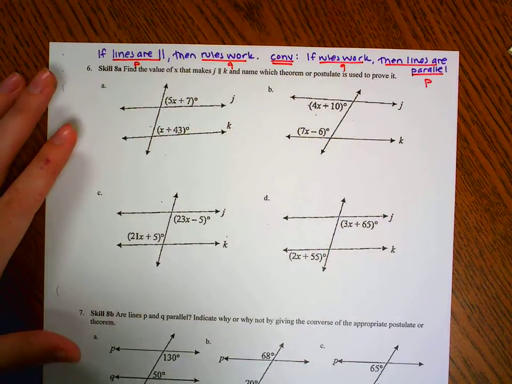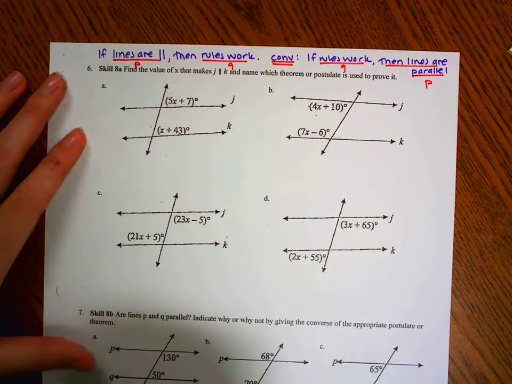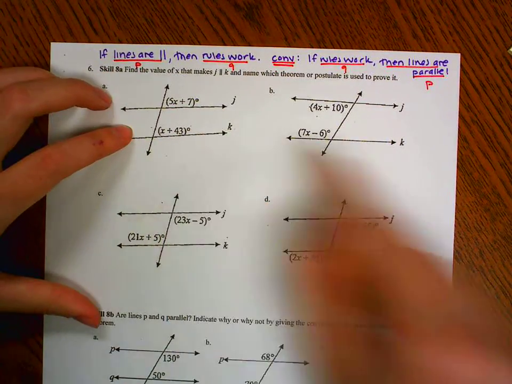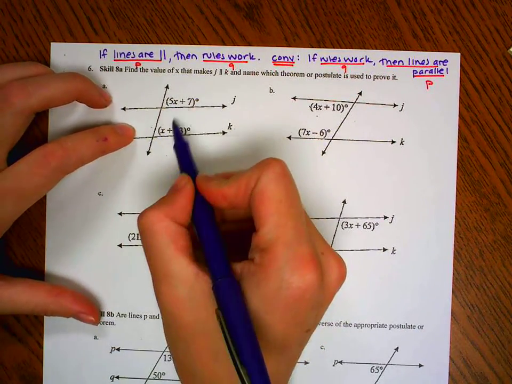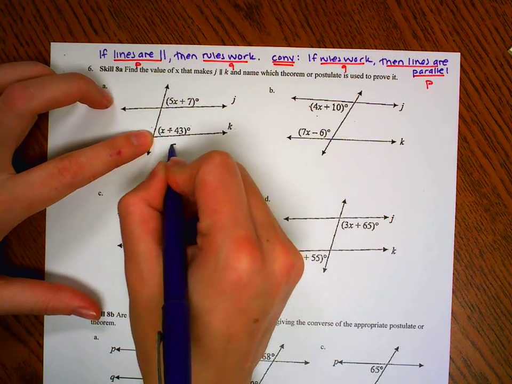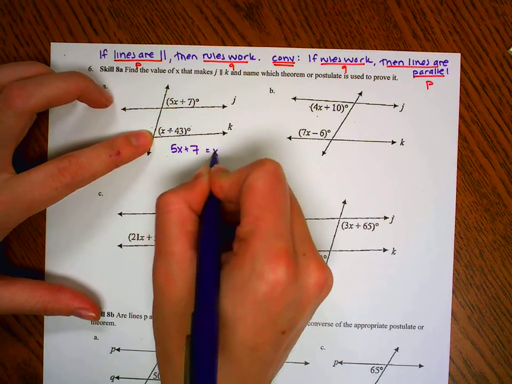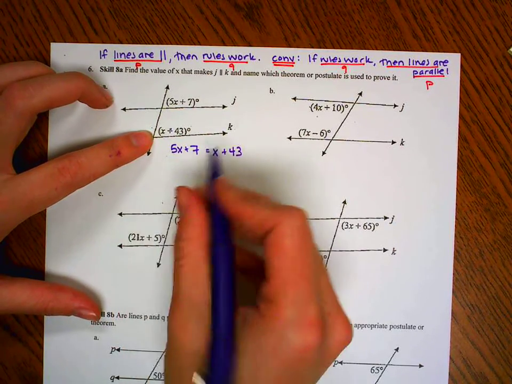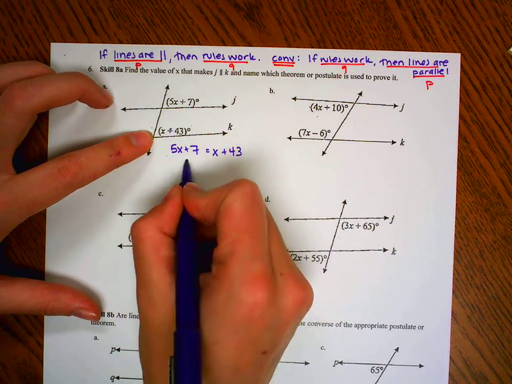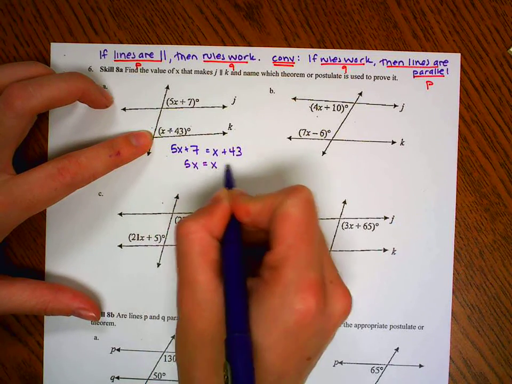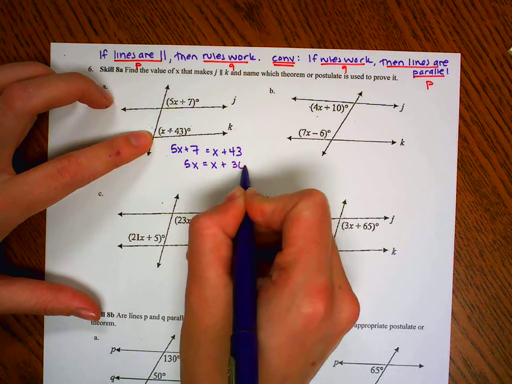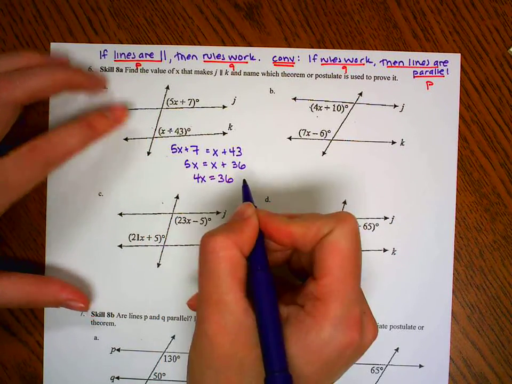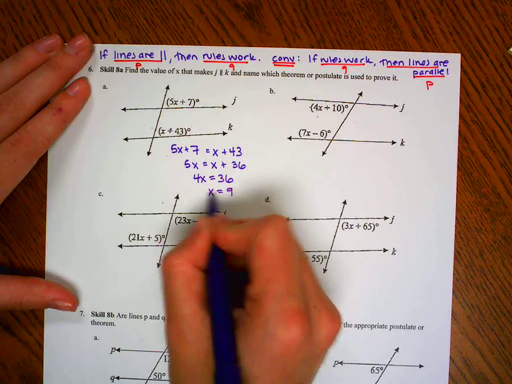So let's look at A. It says find the value of x that makes them parallel and name which theorem or postulate is used to prove it. If we want J and K to be parallel, then we need these corresponding angles to be congruent. So let's do that. I'm going to subtract my 7 onto that side. I'm going to subtract that x onto this side. That's going to give me a value of x equals 9.